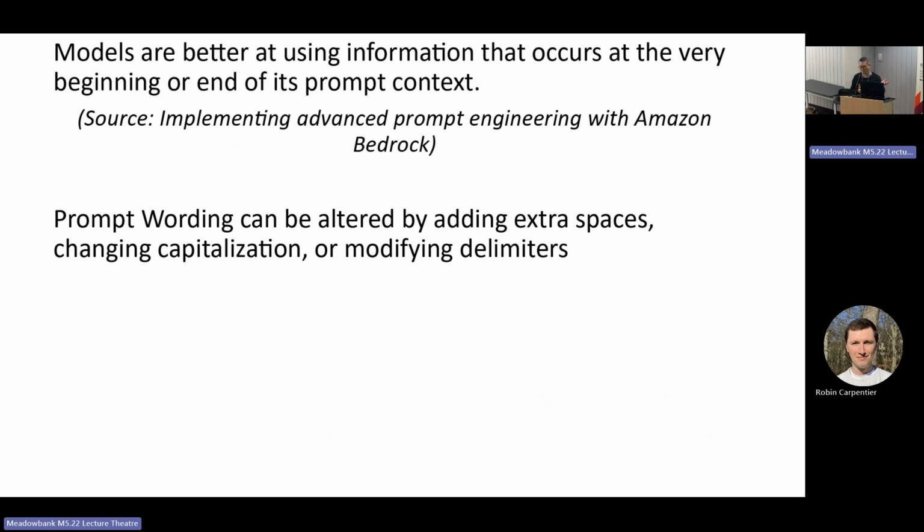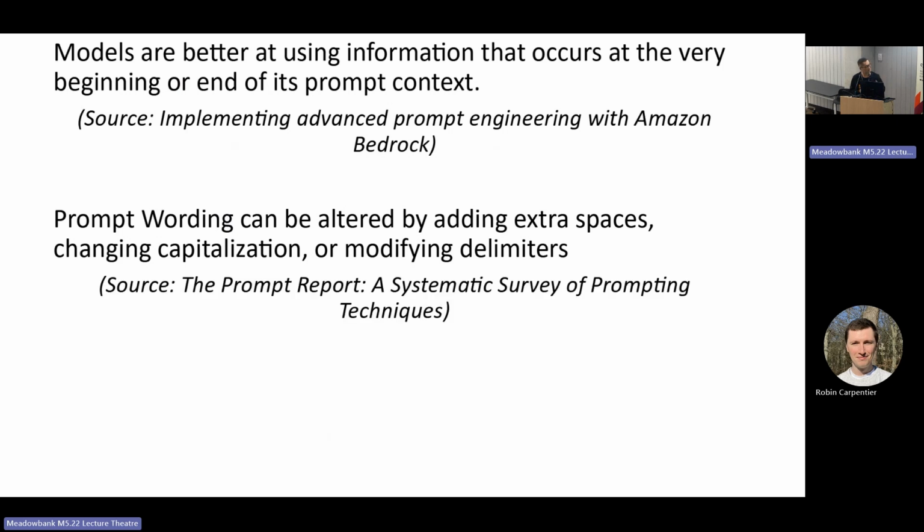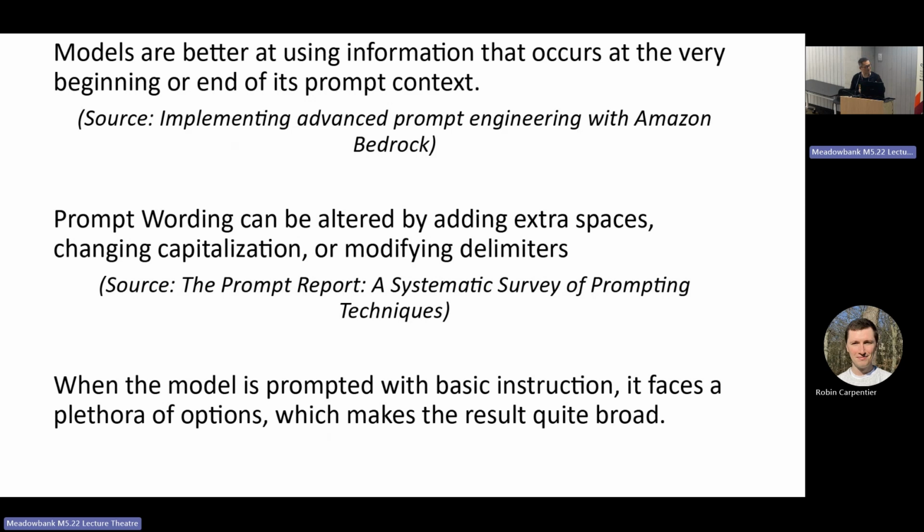And we came across this earlier: adding extra spaces, limiting capitalization, using delimiters. And this is the most important thing you want to remember. When you ask a generic question, ChatGPT has a lot of options to choose from, from its training, about how to answer your question. So if you ask a general question, ChatGPT has so many different options, it's going to give you a general answer. So you want to focus ChatGPT on a specific domain that you're interested in.